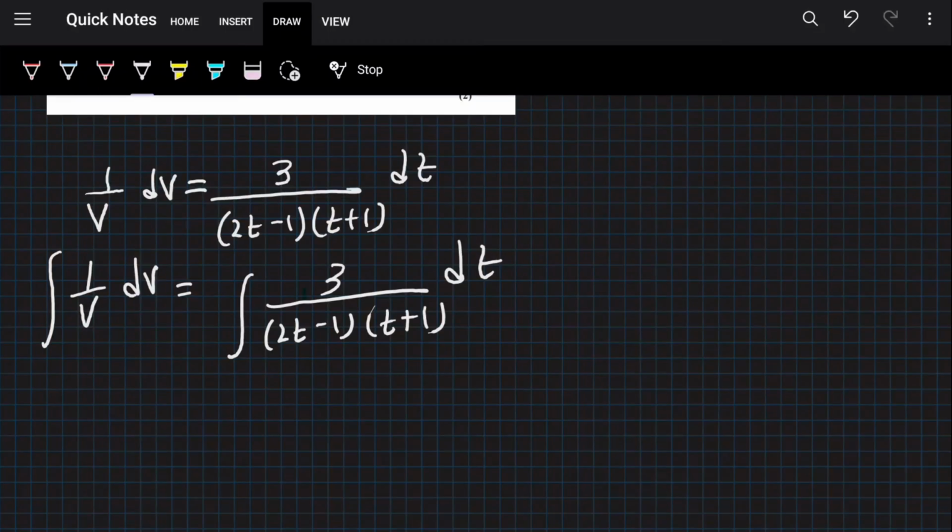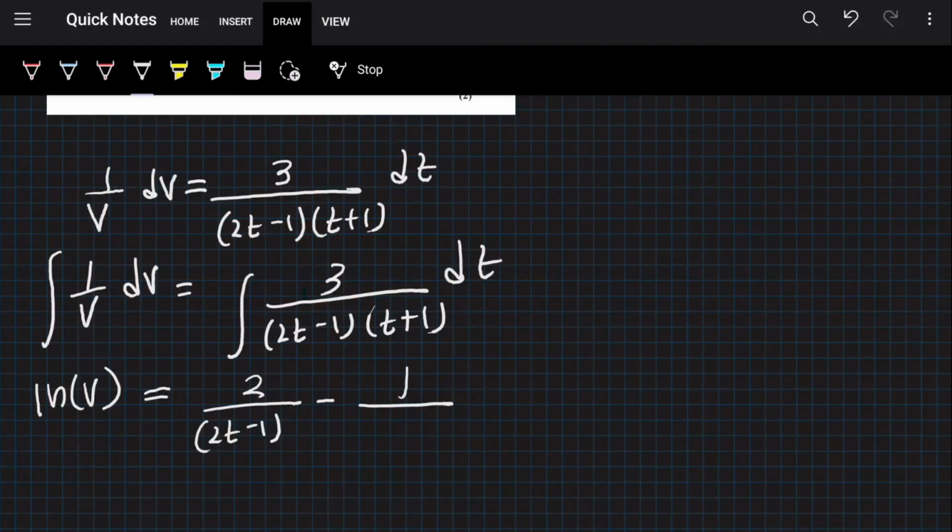And now on the left hand side, 1 over V, when we integrate, we get ln of V equals, and on the right hand side we write this expression as a partial fraction, which we worked out in part A. So we get 2 over (2t minus 1) minus 1 over (t plus 1), and we integrate the whole thing with respect to t.